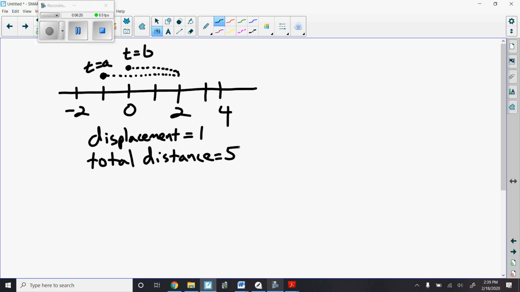So if I did an integral from a to b of v of t dt, right, I'd get an answer of 1. If I did the integral from a to b of the absolute value of v of t dt, I'd get an answer of 5. Okay, let's take a look at another scenario.